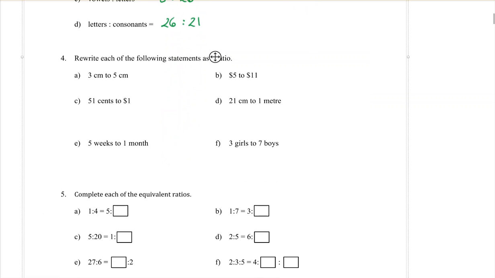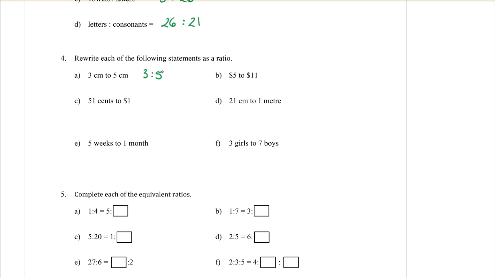Great. Question 4. Rewrite each of the following statements as a ratio. So in words, it says 3 centimetres to 5 centimetres. When you see that word "to", that's where your 2 dots go, right? So it's going to be 3 centimetres to 5 centimetres. As long as they are both in the same unit, i.e. centimetres, you don't need to write them. It's just 3 to 5. Okay, that's my ratio, 3 to 5. If they are not in the same units, I'll have to change them. So that's going to be coming up.